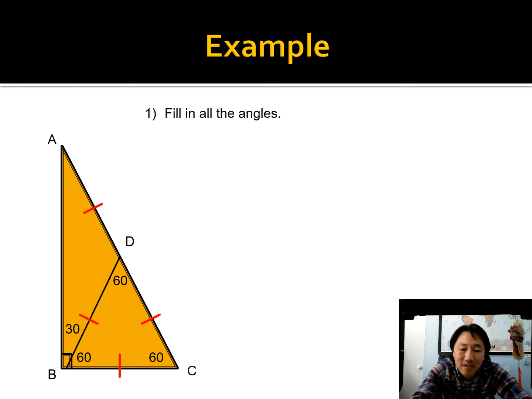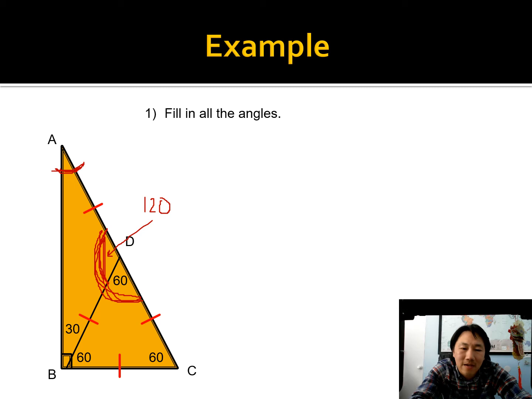All right, next thing we want to look at is, how about this angle over here? It is supplementary to the 60, and so we have 180 minus 60 is 120. And then the last angle we need is this angle.